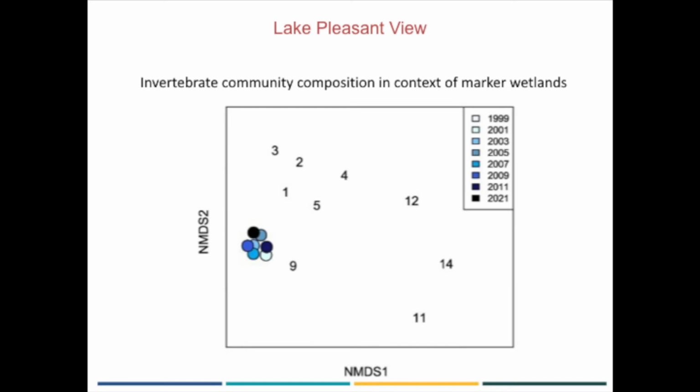And the closer these points are together, the more similar the invertebrate communities are. So Group 3 is more similar to Group 2 than Group 3 is to Group 11, because Group 11 is farther away, right? Pretty simple interpretation.